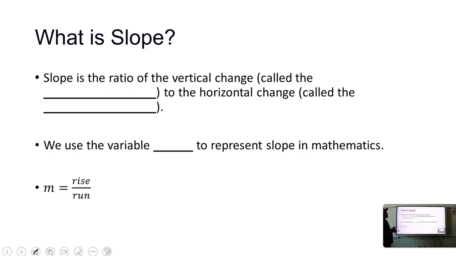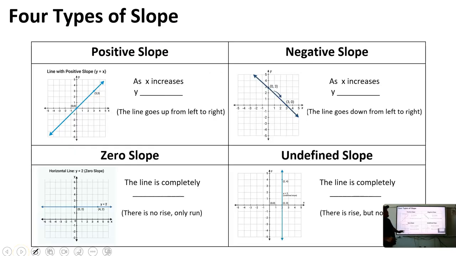Okay, slope is the ratio of the vertical change. So once again, rise over run, and m represents the slope in mathematics. So rise over run. Okay, there are four different types of slopes.